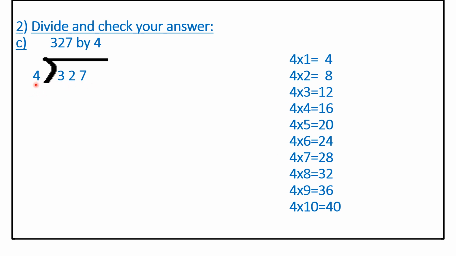Now in the 4 table you have to divide this 3. But 3 is less than 4. So in this case you will take both the digits, 32, because 3 is smaller than 4. So what will we do? We will take these two digits 32, and you will divide 32.